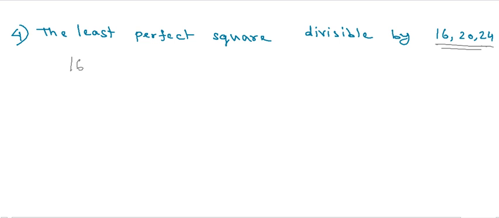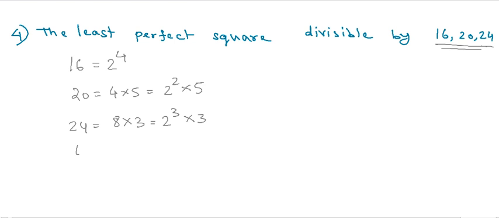So we have 16 equals 2 to the power 4. For 20 we have 4 into 5 equals 2 square into 5. For 24 we have 8 multiplied by 3, that means 2 cube multiplied by 3. So LCM will be equal to, we will take the highest power from here, that is 2 to the power 4.